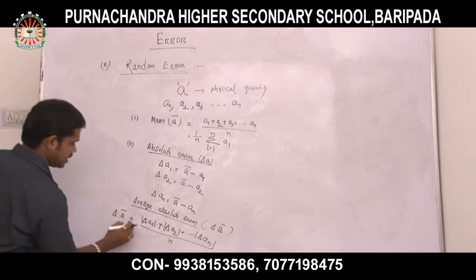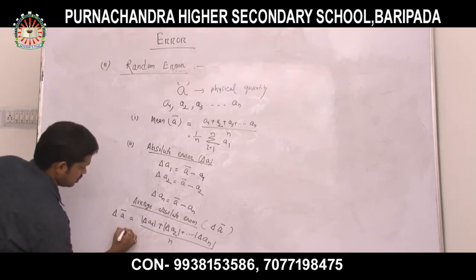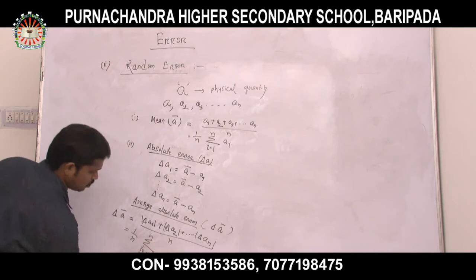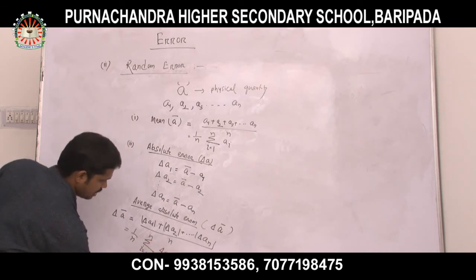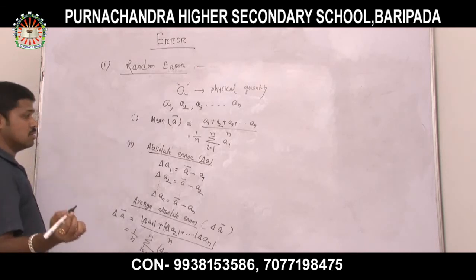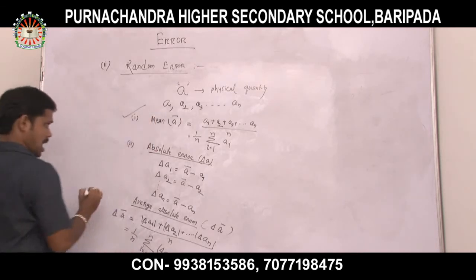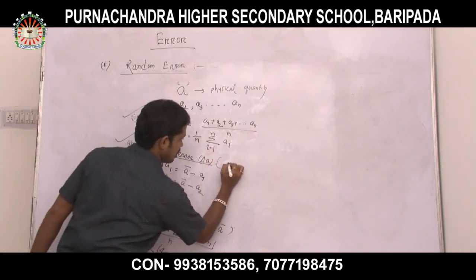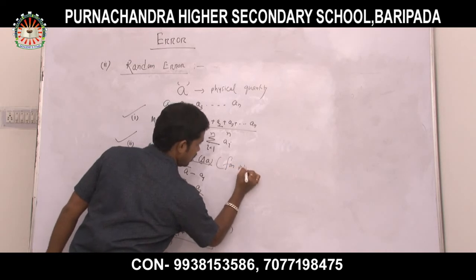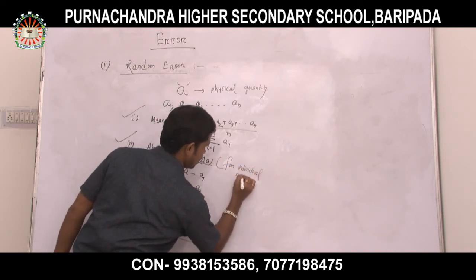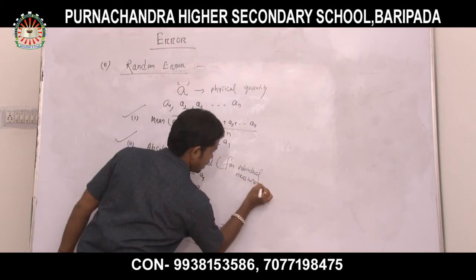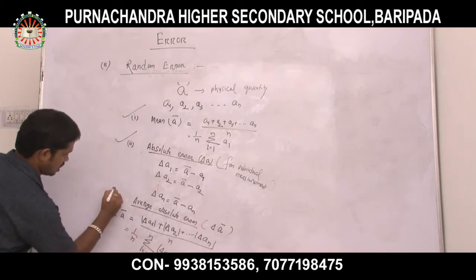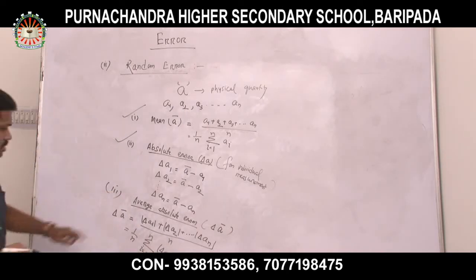Clear? Okay, so this is 1 by n summation i equals 1 to n of |del A i|. So first is the mean, second is the absolute error for individual measurement. Here I have to mention it is for individual measurement. And third is your average absolute error, which is this much.